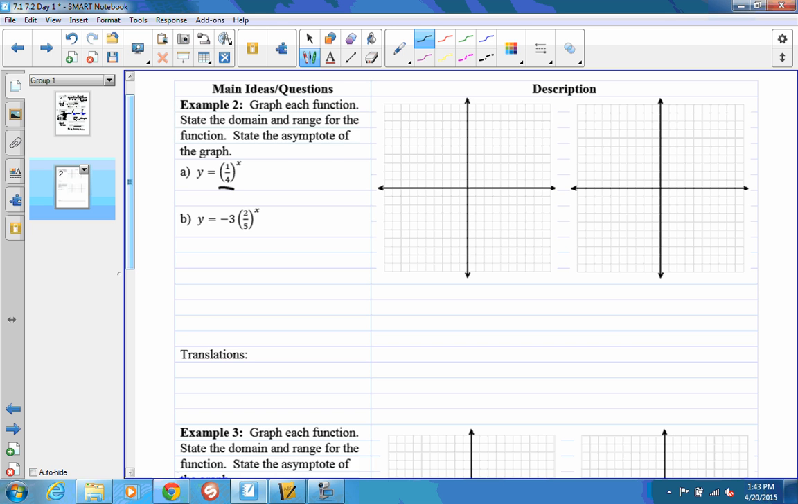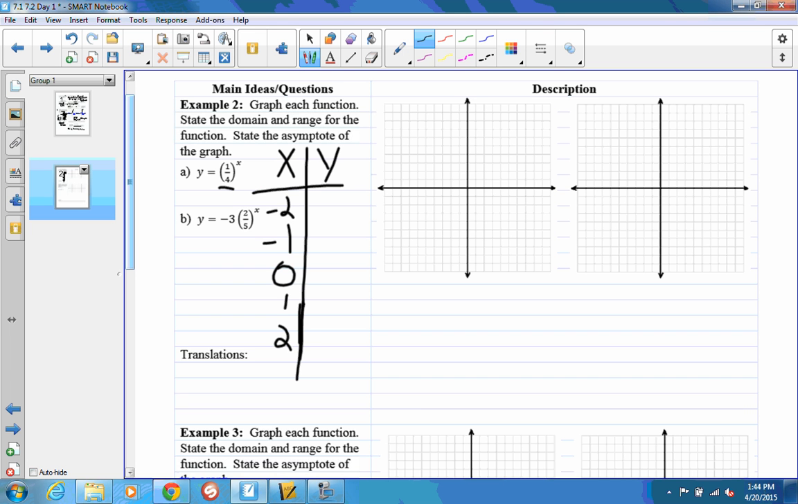T-chart, good. X and Y values. I'll use my recommended numbers, -2 up to 2. Right? So plugging that in. Start with 0. I just always start with 0.